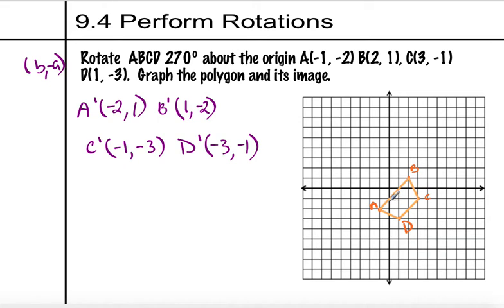So A prime is at (-2, 1). B prime is at (1, -2). C prime is at (-1, -3). And then (-3, -1) for D prime. And so we'll connect them.